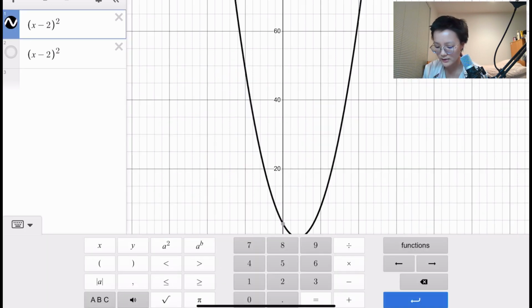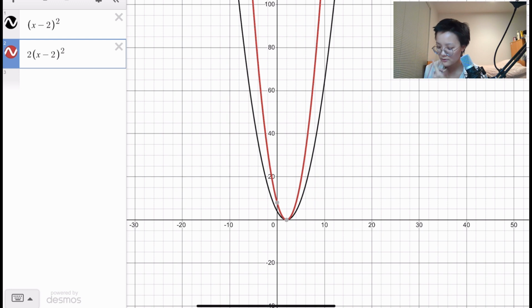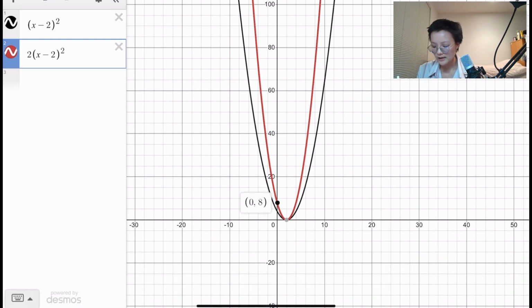We can also do transformation in terms of vertical stretch. So multiply it by 2. See, the new transformed graph is thinner. Well, we cannot say it is taller because it is infinitely tall, but it is thinner than the original black function because we multiply the entire equation by 2. So for the same x value, it will have a larger y value, which is 2 times the original y value.